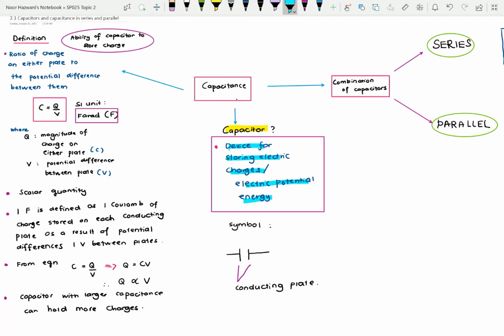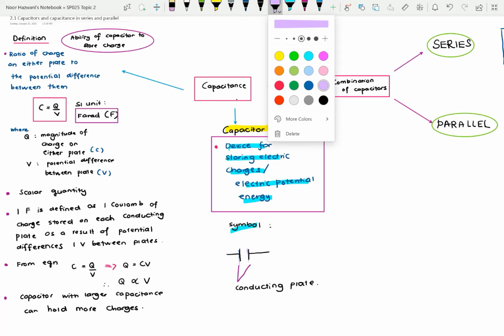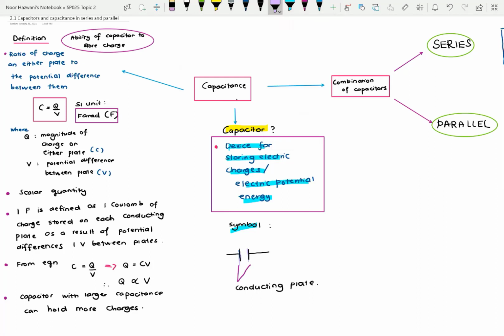And then below is the symbol for the capacitor. So it has two conducting plate. Okay, macam ni lah. Okay, dia ada ni. Okay, so dari kaki itu kita panggil sebagai conducting plate. Ini common symbol lah yang biasa kita guna dalam soalan.